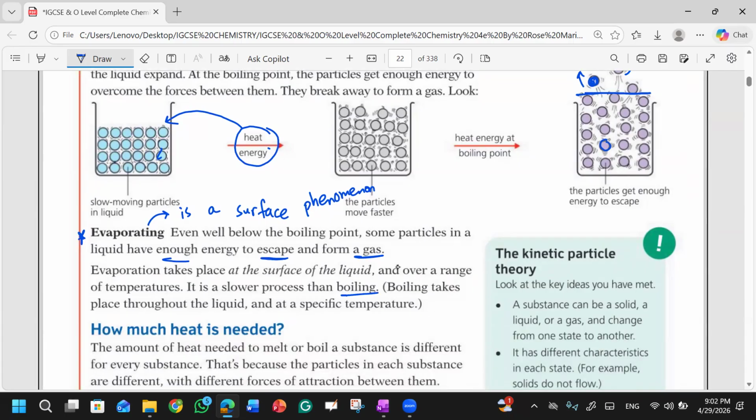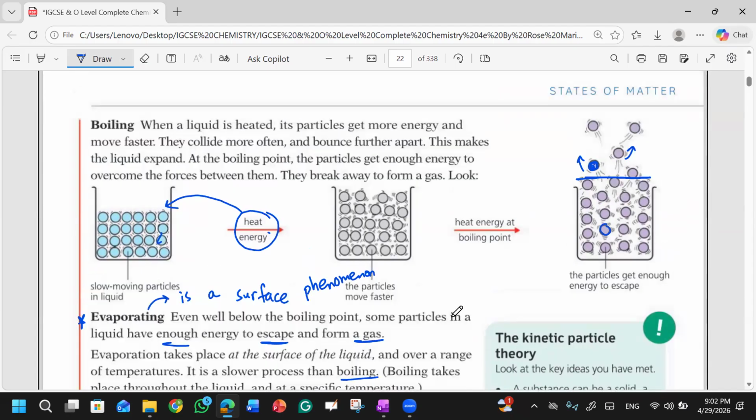Why is it slow? Because when we talk about boiling, boiling is happening throughout the liquid, but evaporation is happening only on the surface. So firstly, why is evaporation slow? Because as we have seen, the particles evaporate from the surface. So it means firstly particles need to reach the surface. So they will take time. That's why we say evaporation is a slow process.